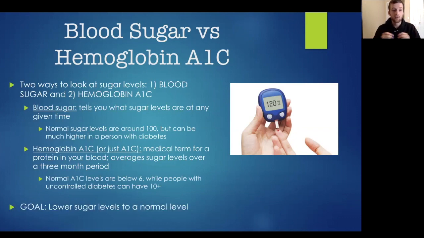So the goal of any patient with diabetes should be to lower both their blood sugar level and their hemoglobin A1C level to within a normal range. Over the next few videos, we're going to discuss different ways that you can lower your sugar levels to get both of these values within your normal range.